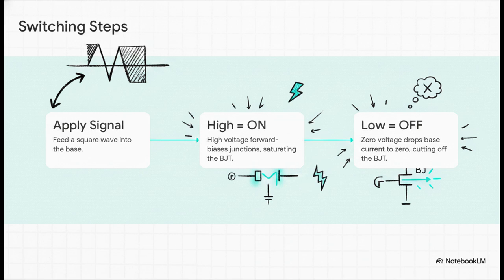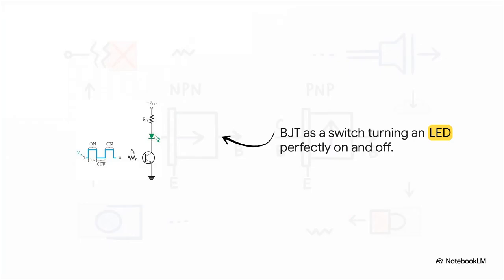When that square wave hits its high voltage phase, it forward biases the junctions, saturates the BJT, and turns it firmly on. Then, when the wave drops instantly back to 0, the base current vanishes, which cuts off the BJT and snaps it off. Put that exact behavior into a real circuit, and you get perfect, reliable control.